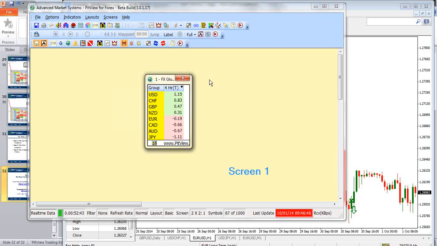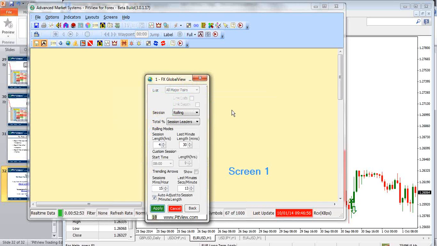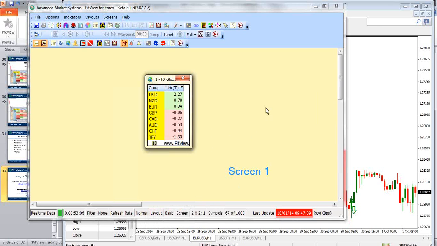If I'm trading off my 1-hour time frames and I want better confirmation, you can always change the time frame on here. Everything's a right click away. So I can go to change time frames and sessions, and under rolling modes, right down in here where it says session length, I can put in 1. If I'm trading off hourly charts, you want to change it right in here, and click on apply.